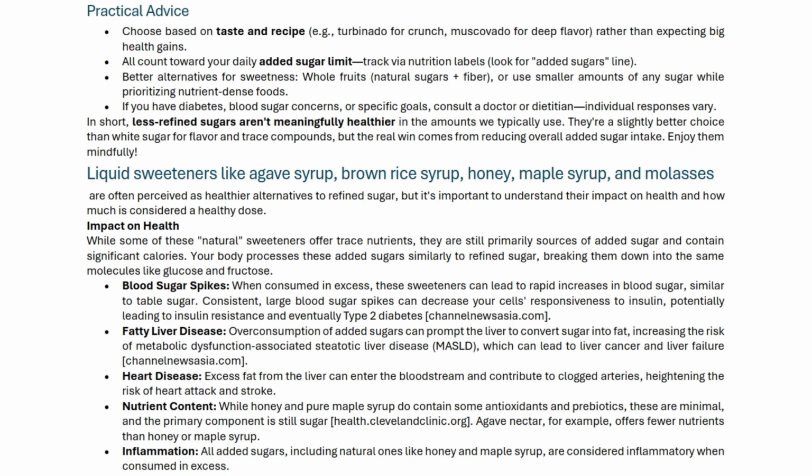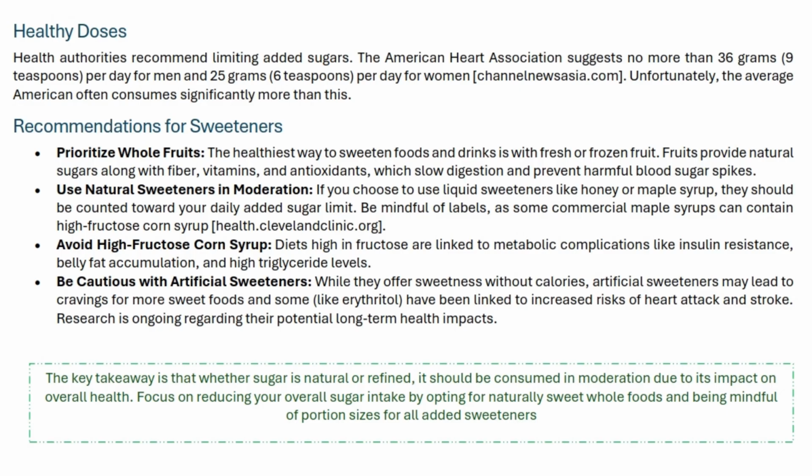It is also important to note that all added sugars, including those perceived as natural, can promote inflammation when consumed in excess. Healthy doses. Health authorities recommend limiting added sugars. The American Heart Association suggests no more than 36 grams, 9 teaspoons per day for men, and 25 grams, 6 teaspoons per day for women. Unfortunately, the average American often consumes significantly more than this.